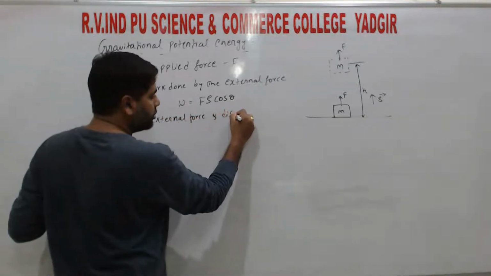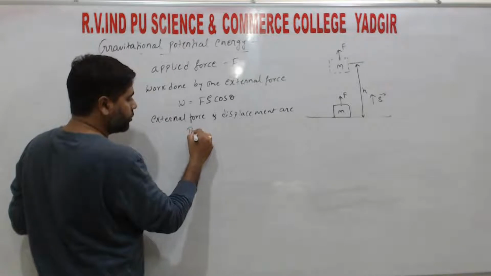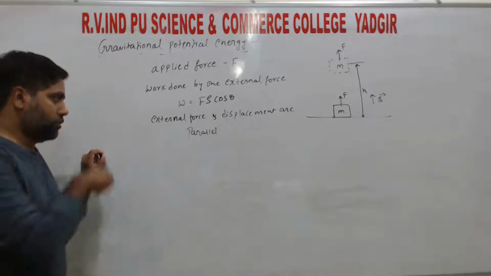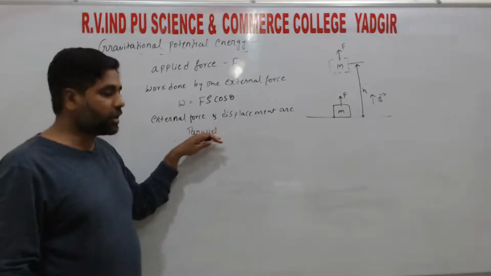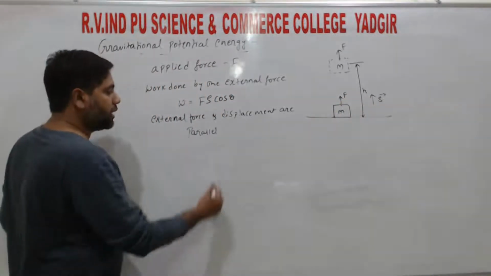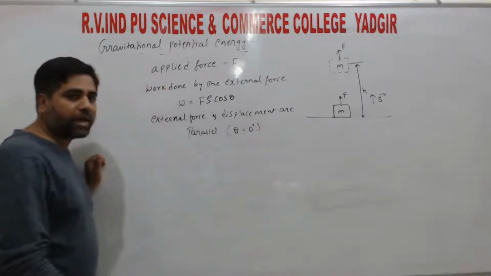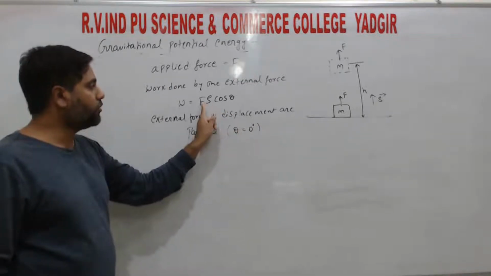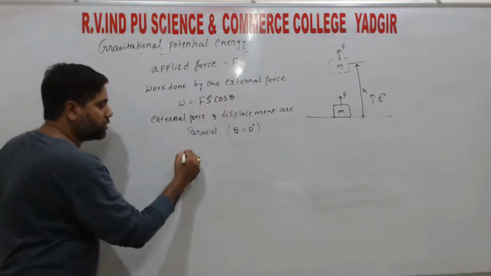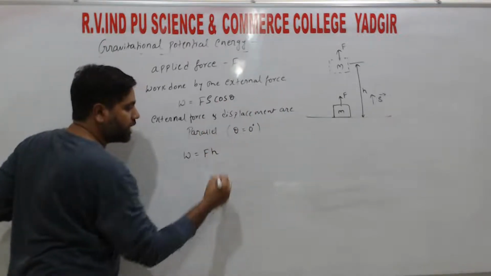The external force and displacement are parallel. Instead of saying in the same direction, we represent it as parallel, because force and displacement are both parallel, right? So the angle theta is equal to 0 degrees. Since they are in the same direction, they are parallel. So the angle between force and displacement is 0 degrees, right? So the work done by the external force W is equal to F into S, and in place of S we take h, right?